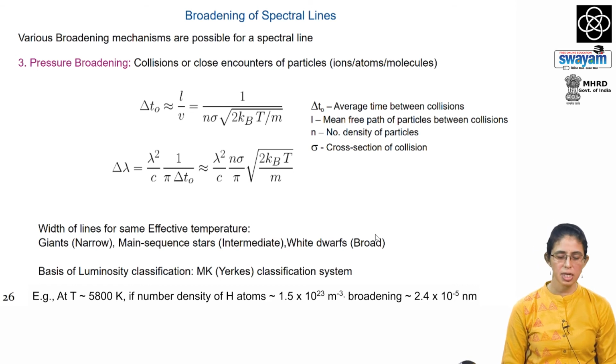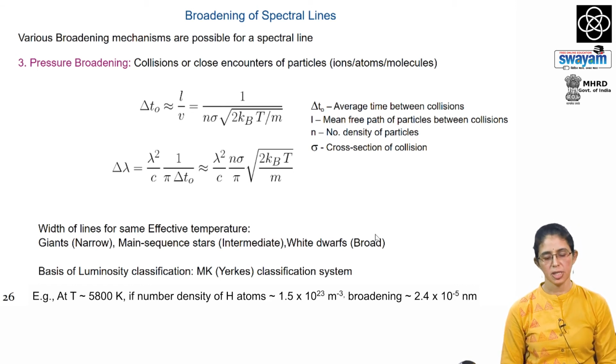Using this, one can get an estimate of the pressure broadening using the relation delta lambda equal to lambda square by c by 1 by pi delta T naught, as done earlier, and one finds that this is equal to lambda square n sigma by c pi times the square root of 2 kBT by m.